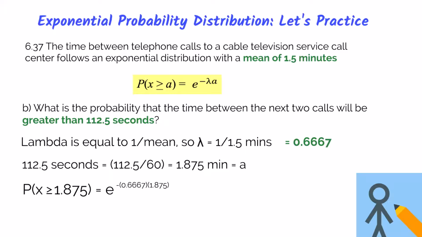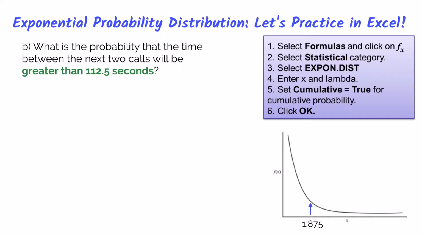We will first do the calculations in the exponent. So we take negative 0.6667 times 1.875, and we get a negative 1.25. Then we'll take e, or 2.71828, to the power of negative 1.25, and we get 0.2865. So let's wrap up this problem and do part B again, this time in Excel.